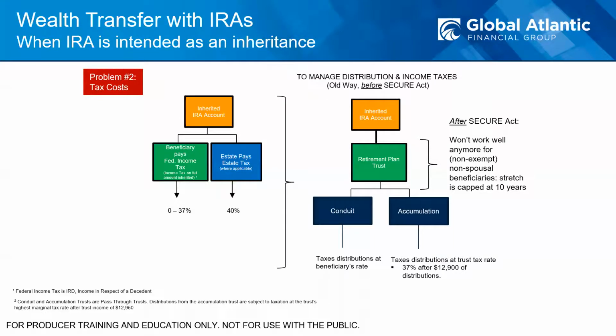But with the Secure Act, what it's saying is that no matter what, the distribution from the IRA that goes into the accumulation trust has to be all taxed by year 10, regardless of the fact that it's in the accumulation trust. That trustee has to say, oh, by year 10, all of this has to have been taxed. But this is the kicker.